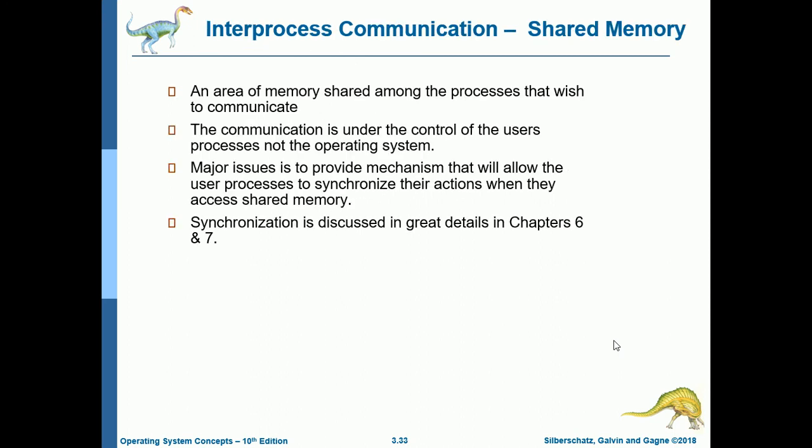For interprocess communication, shared memory is an area of memory shared among the processes that wish to communicate. As you can see in the illustration with shared memory, processes A and B access the same memory. The communication is under the control of the user's processes, not the operating system. The major issue is to provide a mechanism that will allow the user processes to synchronize their actions when they access shared memory. Synchronization is discussed in great detail in the following chapters 6 and 7.